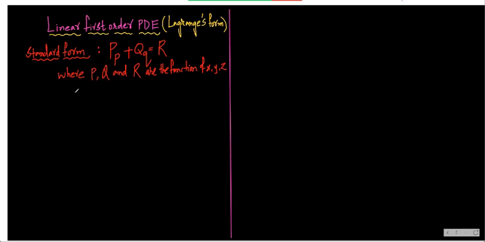Okay, and already you know this value. Small p is nothing but ∂z/∂x, and small q is ∂z/∂y. Are you familiar with the Lagrange's form? Okay. Now see what is the working rule for this one.